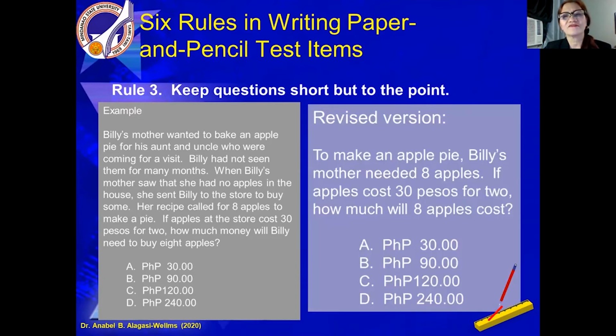Let's look at the revised version. To make an apple pie, Billy's mother needed 8 apples. If apples cost 30 pesos for 2, how much will 8 apples cost? See, the revised version, of course, is much, much better. You have to keep the question short, but to the point. The first version is too wordy.